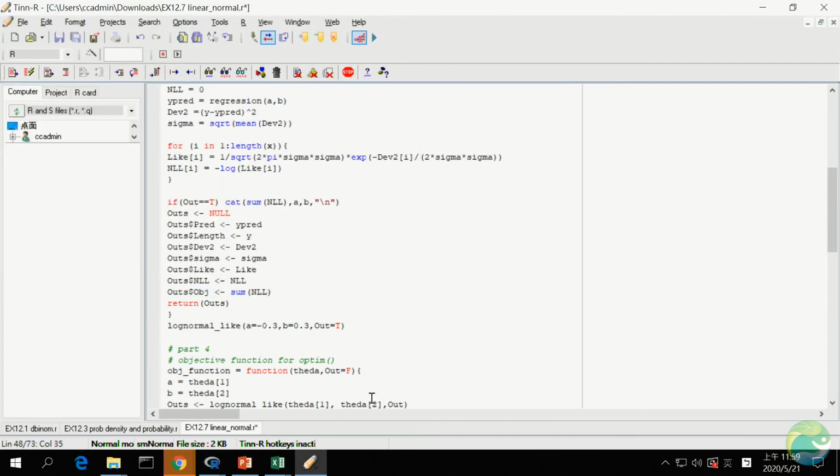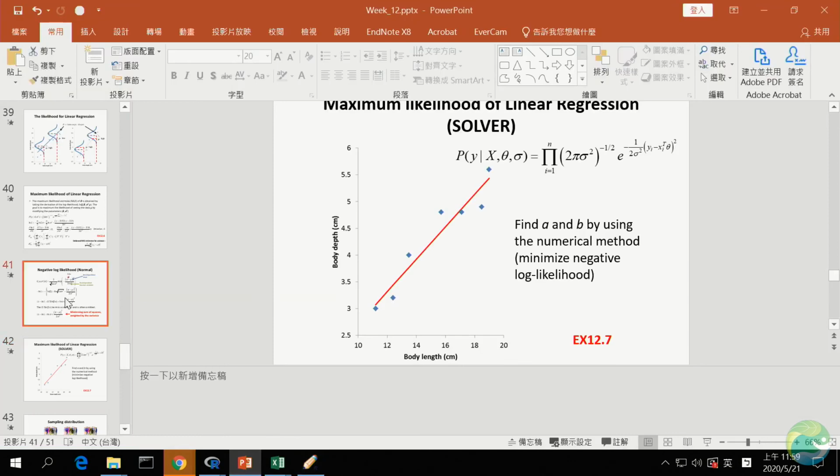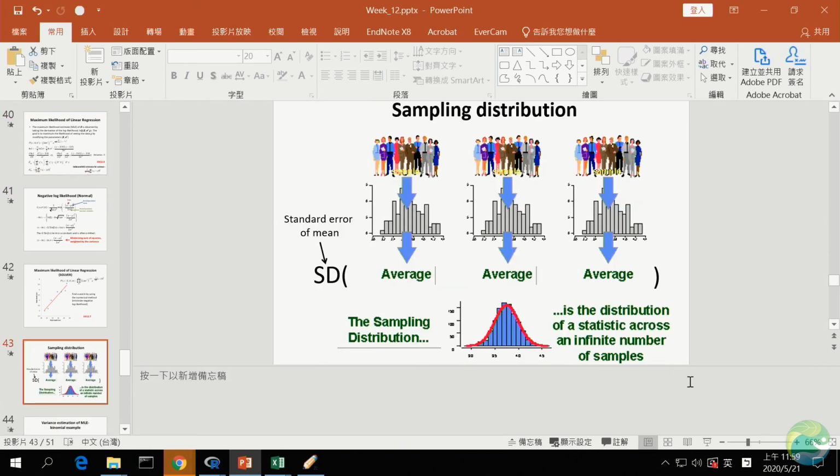So we do a numerical maximum likelihood estimation. Okay? And here I show you is an analytical maximum likelihood estimation. All right.